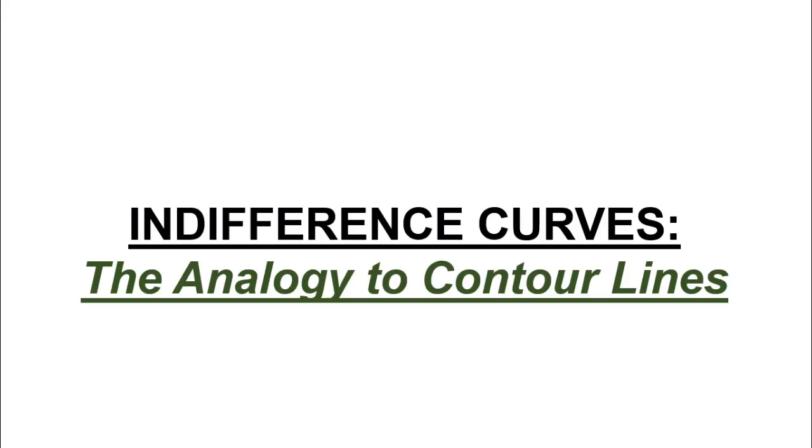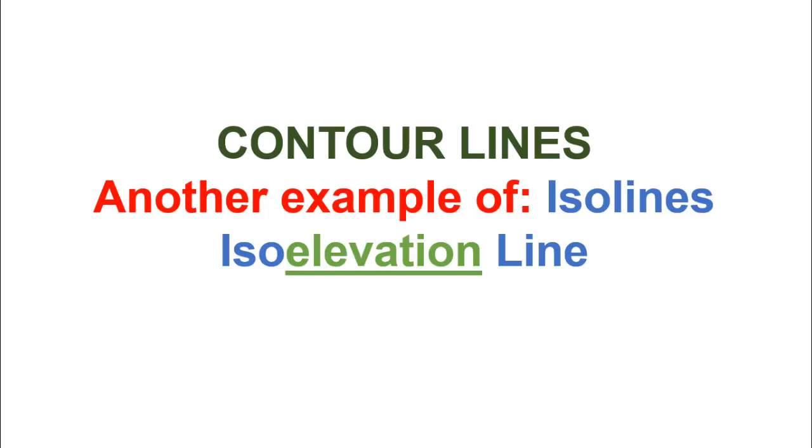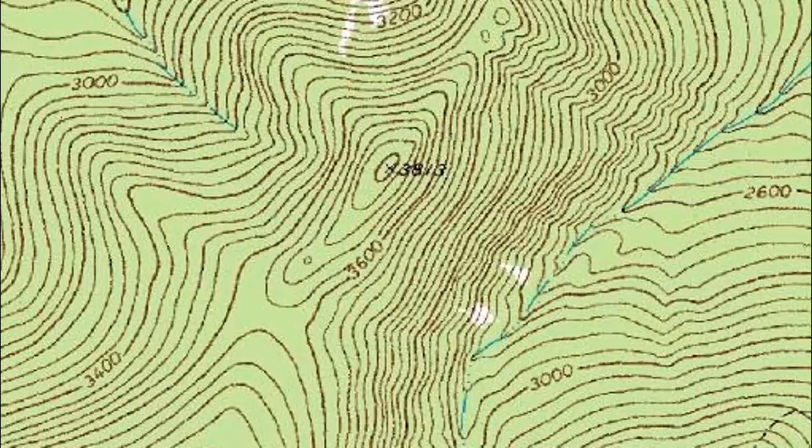Indifference curves, the analogy to contour lines. Contour lines are just another example of isolines. In particular, they are what might be called iso-elevation lines. That is, a contour line is simply a line that connects points on the map that are of equal elevation. Let's take a look at an example.